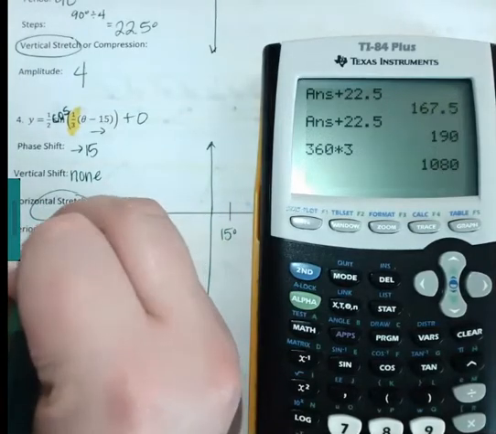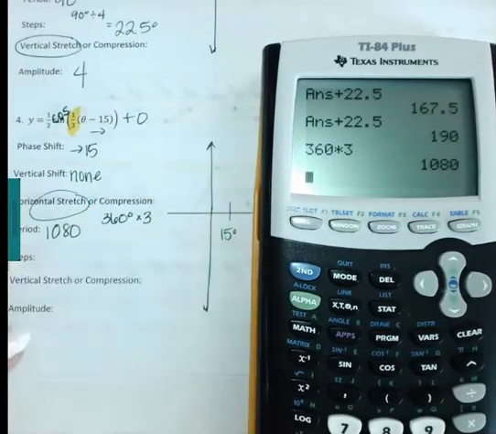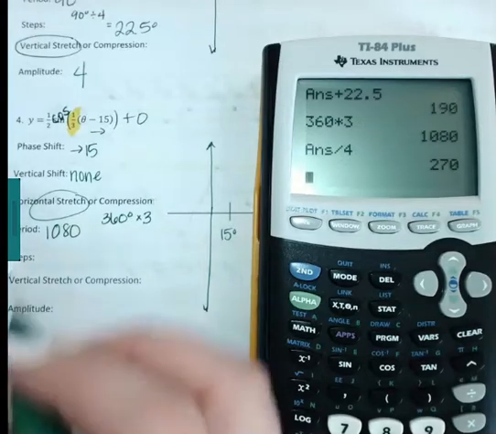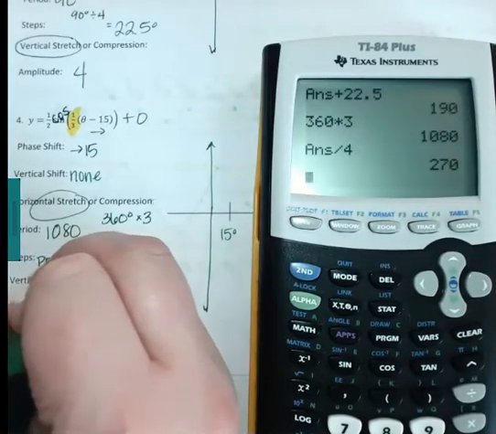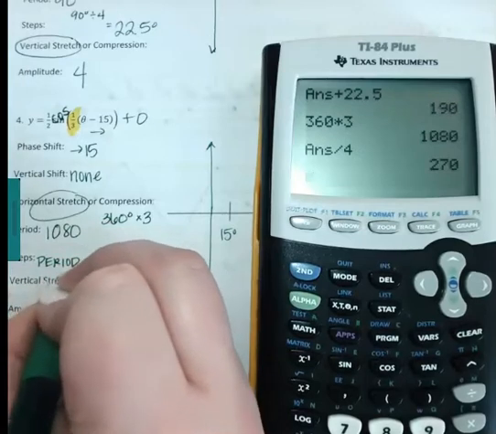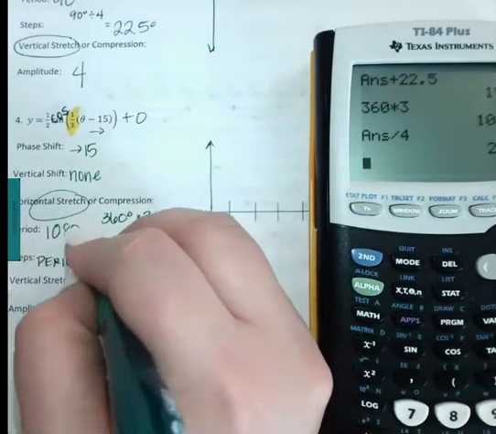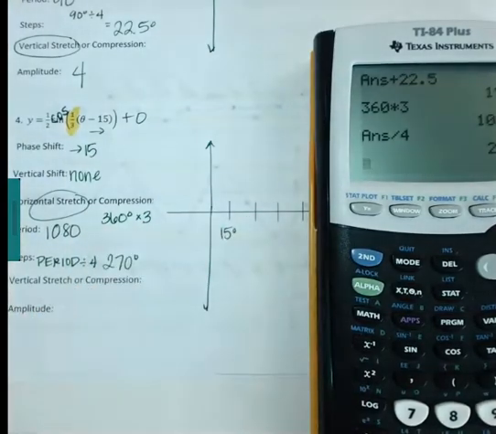That's my period, 1080. And then for my steps, I have to divide that into 4 equal pieces. So I'll divide by 4. So if you want to put here, this is always the period, divide by 4. So I get 270. So what that means is I'm going to start at 15 degrees, and then I'm going to add 270 each time to know what to put as the next markers.